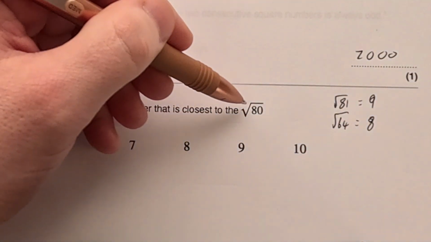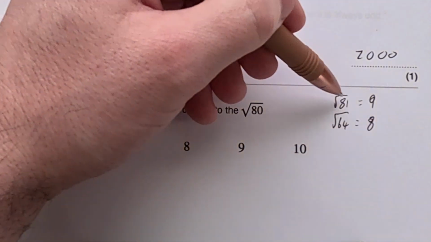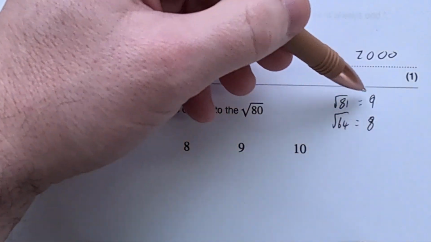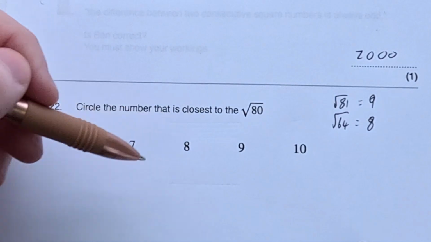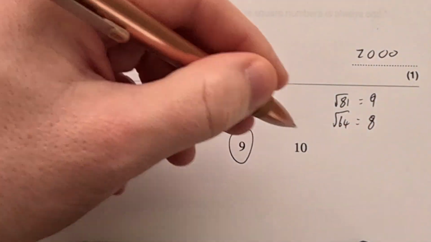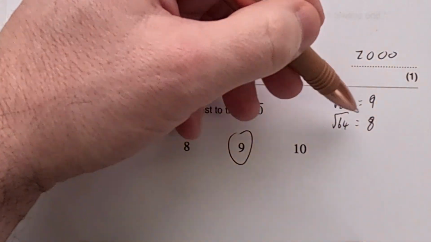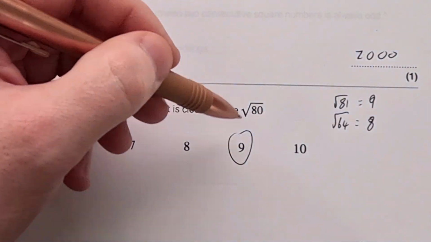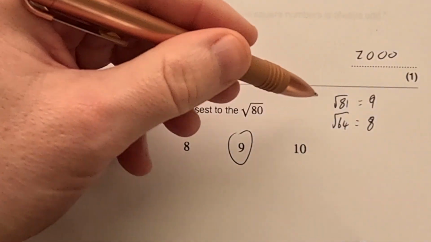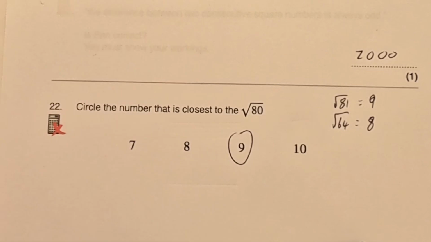Now, the square root of 80 is just going to be slightly below the square root of 81, so it's just going to be slightly below 9. That means our answer is going to be closest to 9 out of all of these numbers. With the square root of 64 being equal to 8, it's going to be much closer to the square root of 81, which is equal to 9. So the square root of 80 is closest to 9.